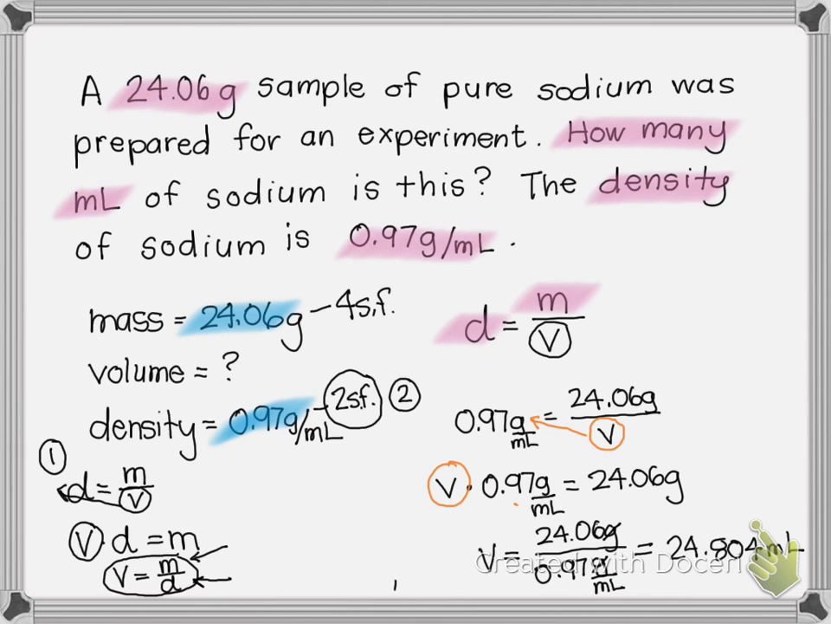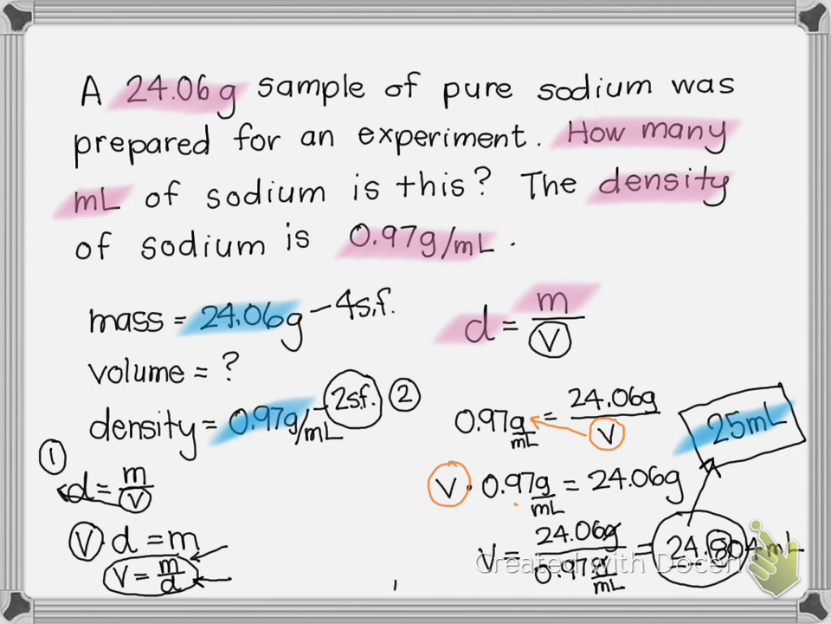So coming back here to the 24.80, I want only the 2 and the 4. So the first number I'm dropping off is an 8. So 24.8 would round to 25 milliliters. And so the answer that I would report is 25 milliliters right there.